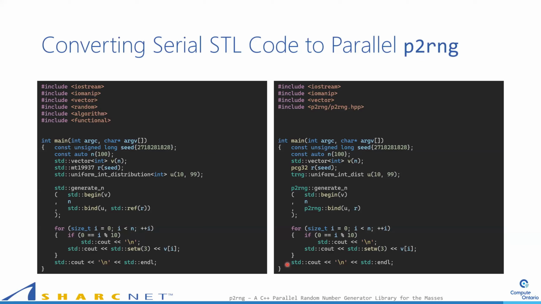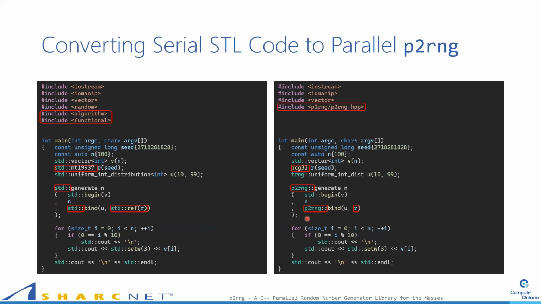So here are the necessary changes to convert our serial STL code to parallel p2rng. As you can see, the changes are minimal. You don't need the algorithm or functional headers anymore, and you should add the p2rng header instead. The only supported engine for now is p2rng, so you can use, for example, p2rng32 or p2rng64 here for the engine. And you have to change the std namespace to the p2rng namespace.